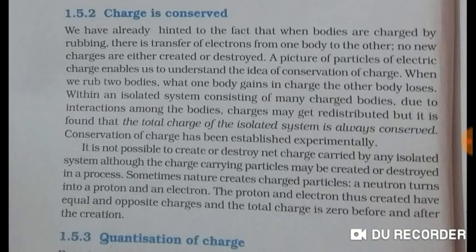1.5.2 Charge is conserved. We have already hinted at the fact that when bodies are charged by rubbing, there is transfer of electrons from one body to the other. No new charges are either created or destroyed. A picture of particles of electric charge enables us to understand the idea of conservation of charge. When we rub two bodies, what one body gains in charge, the other body loses.